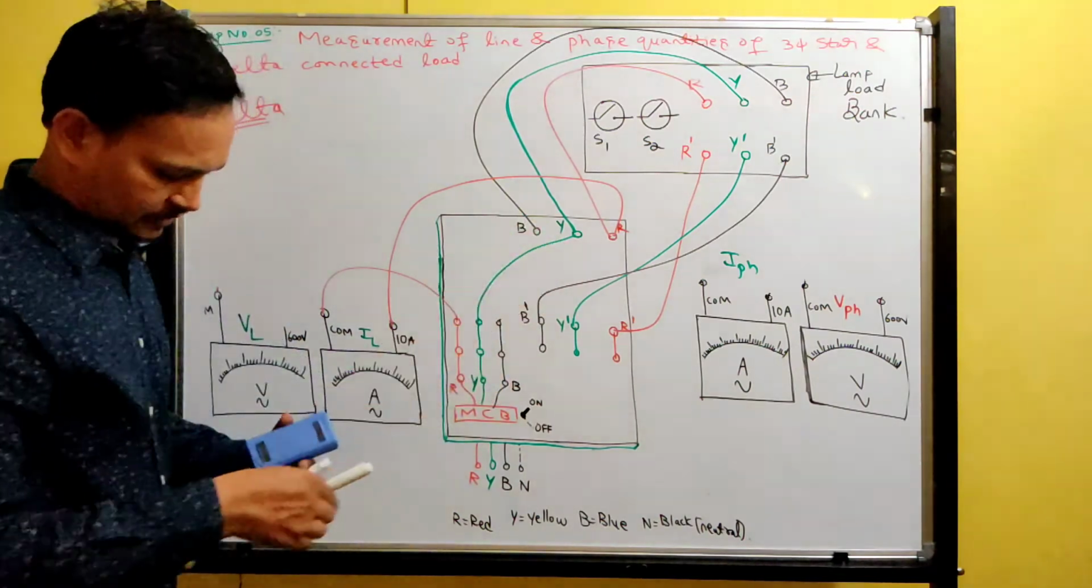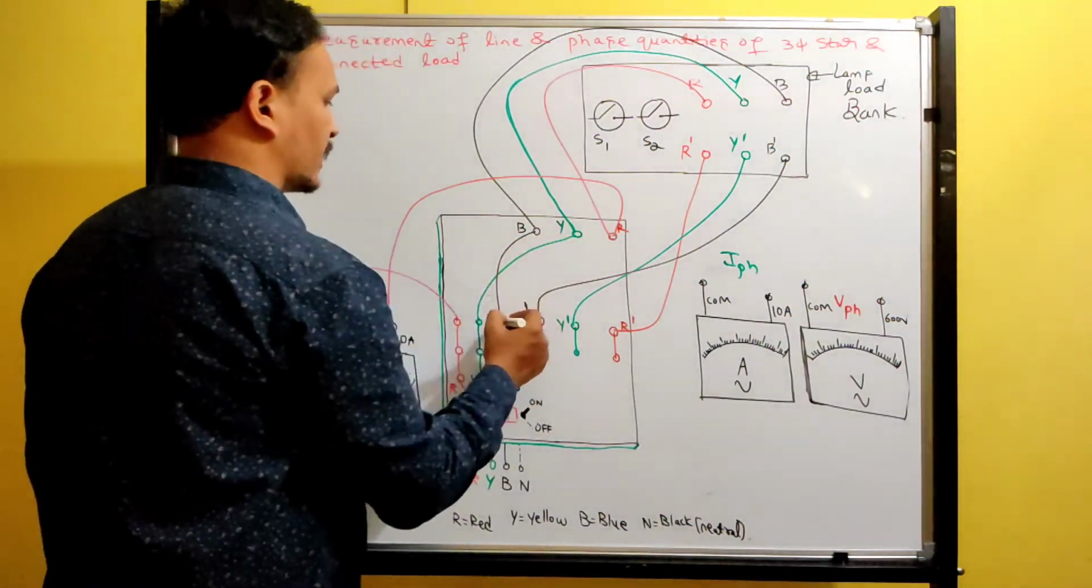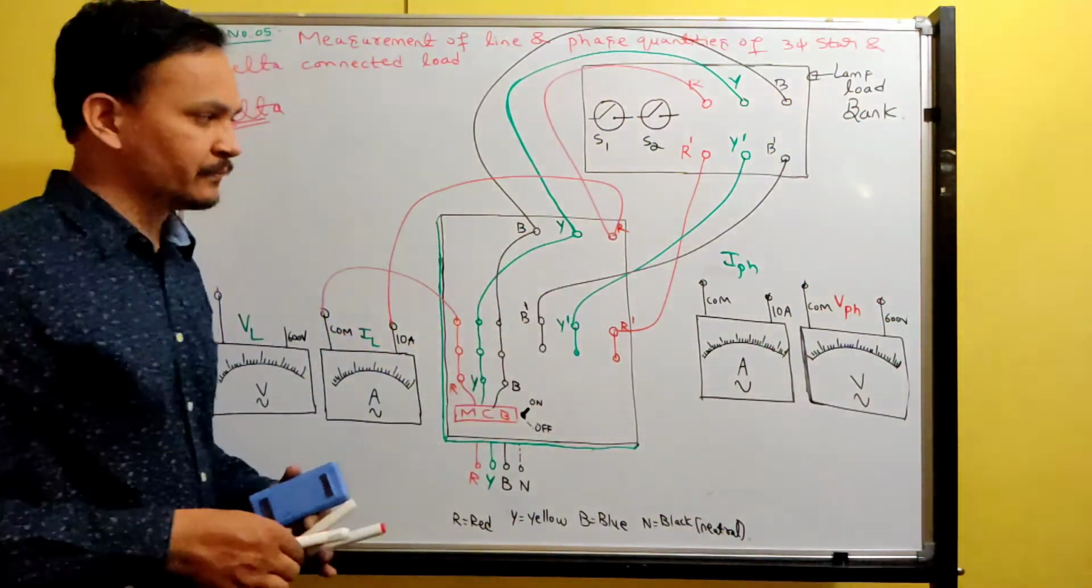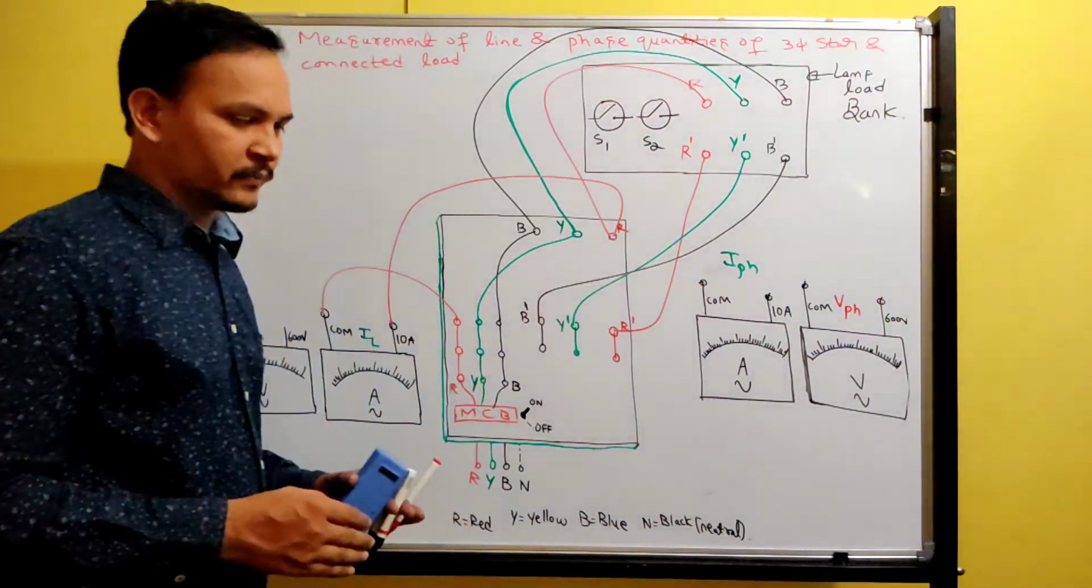Y to Y' I connected. Next is the B phase. B phase also has no instrument, so I connected B to B' directly. Okay, now come to the ammeter side.